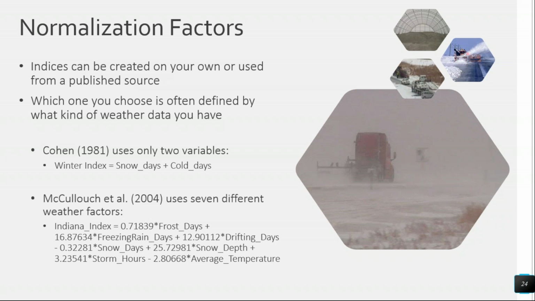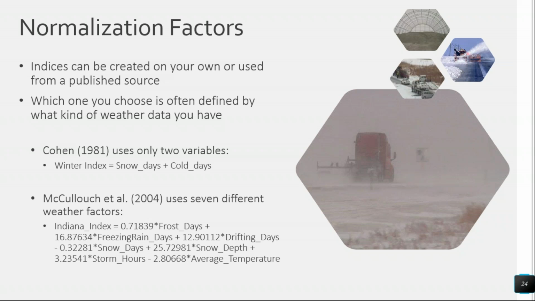So I have a couple examples here. This Cohen Index just basically has snow days and cold days. That's pretty easy. You can count those up, create your index. If that's all you've got, this will be a great one for you.